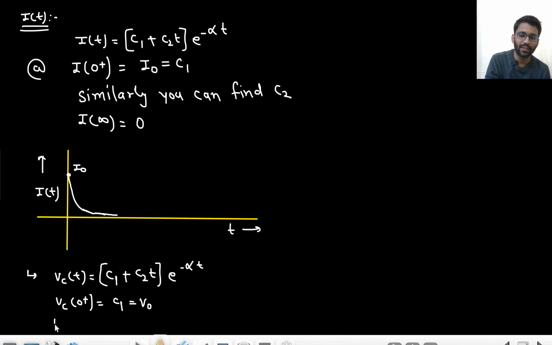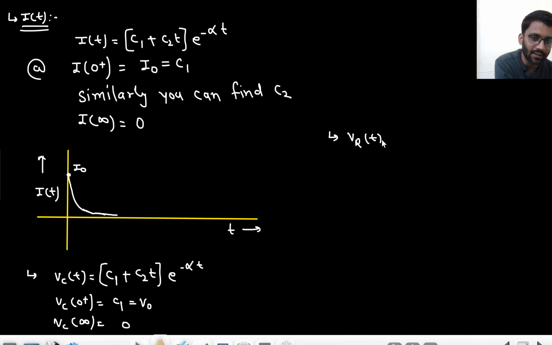And at t equals infinity, what is the value of V_C(infinity)? At infinity, the capacitor will be open circuited and there will be no current, so it will be 0 as well. So the graph will look something like this only. So no need to make the graph. This is for V_C(t), and this was for I(t). For V_L(t) as well you can write, and for V_R(t) as well. Let's just write it for V_R(t).